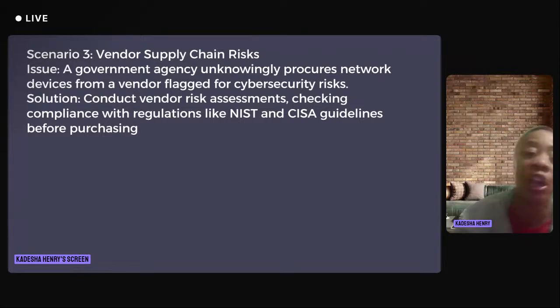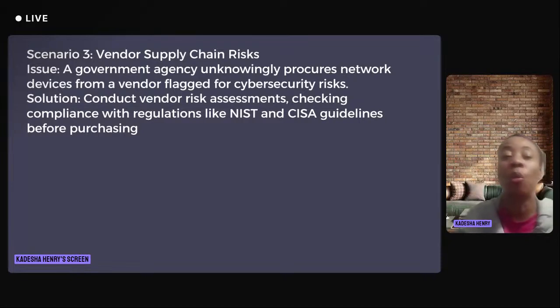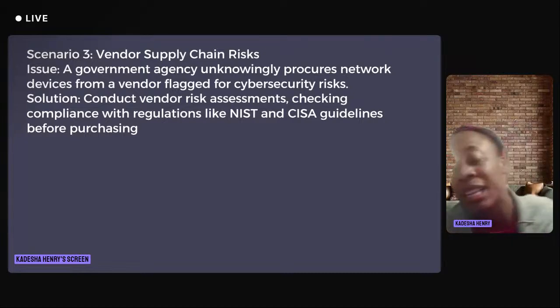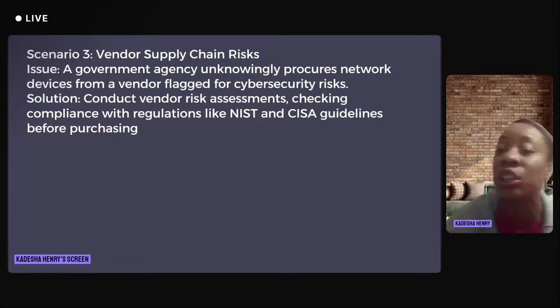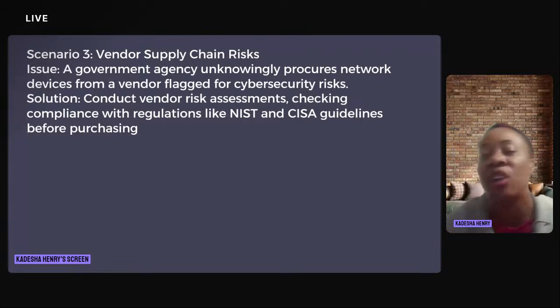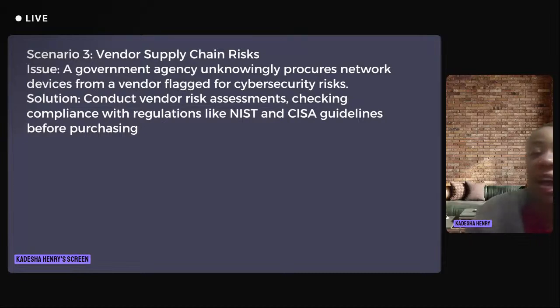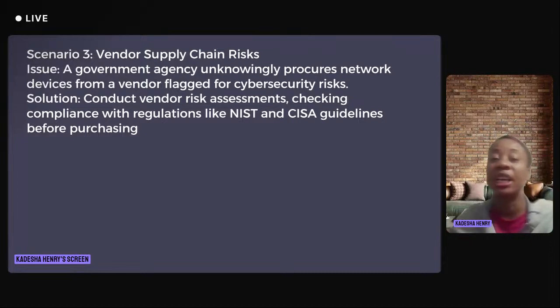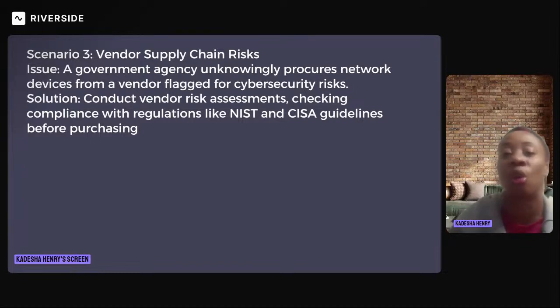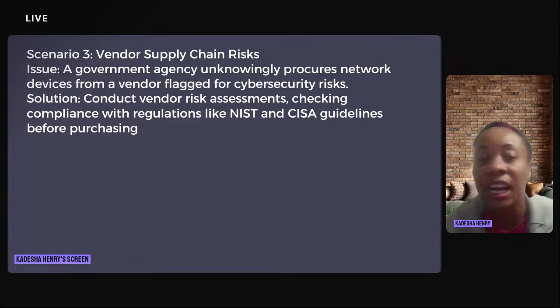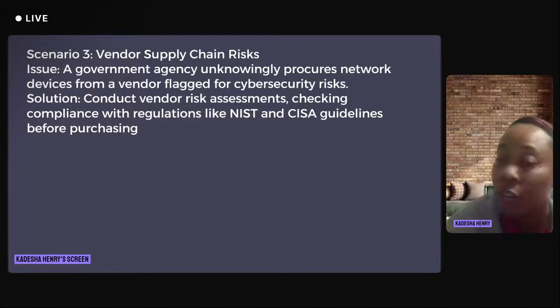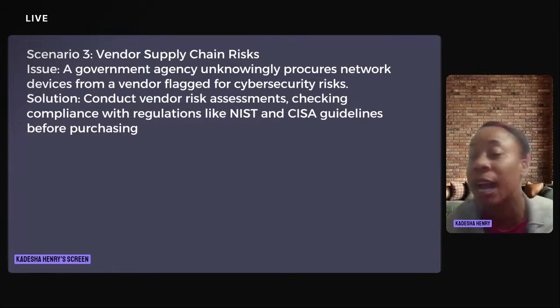We didn't do that. Are they following the NIST guideline? Who are they following when they are making these products, producing them? What guideline are they going by? Are we assessing them? Because there are guidelines for equipment, there are guidelines for network devices that we buy. Are they following those guidelines, or are they just producing and doing, and then when you buy them, you find out that you are in trouble because this is not according to the compliance and regulation, right? And that you breached the NIST compliance and regulation. And your whole business can go down because of this. So the issue is a government agency unknowingly procures a network device from a vendor flagged for cybersecurity risk.